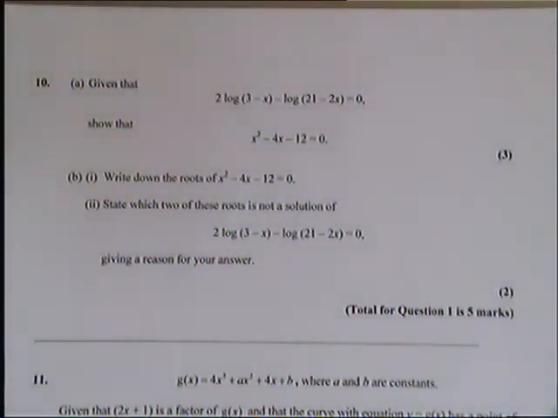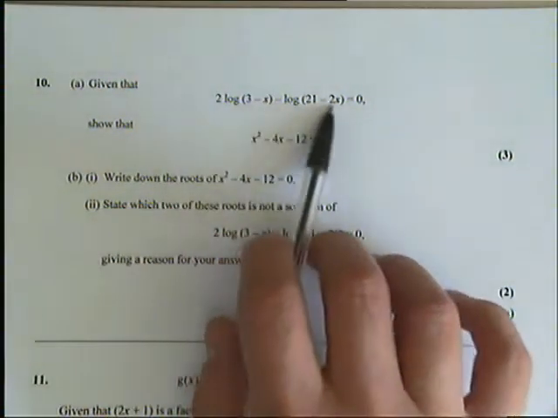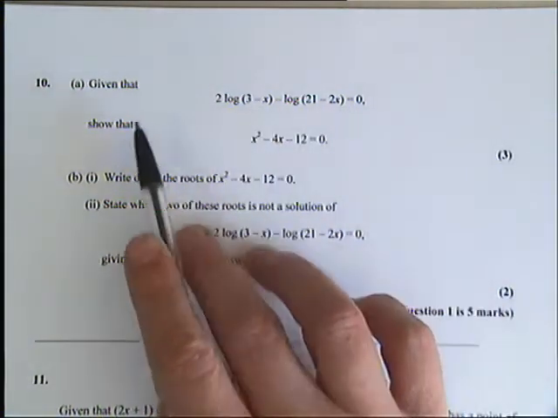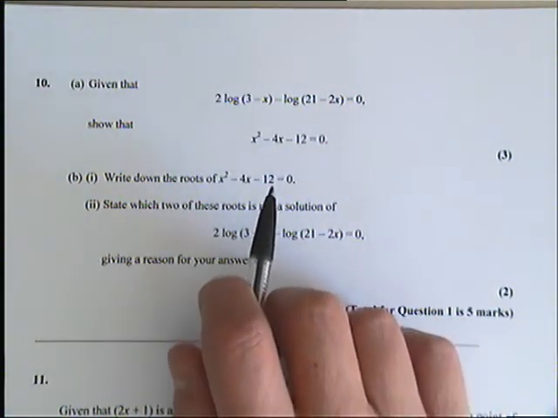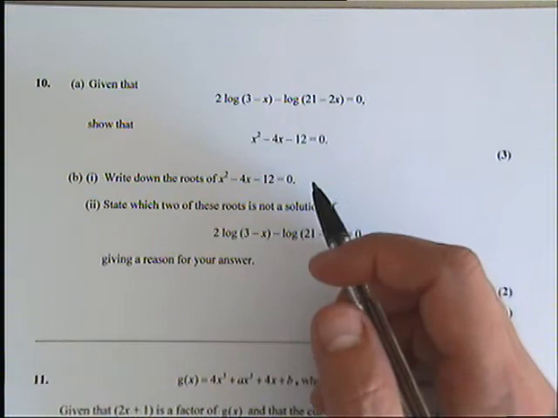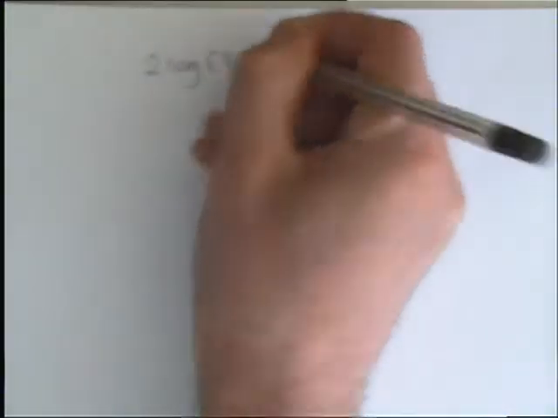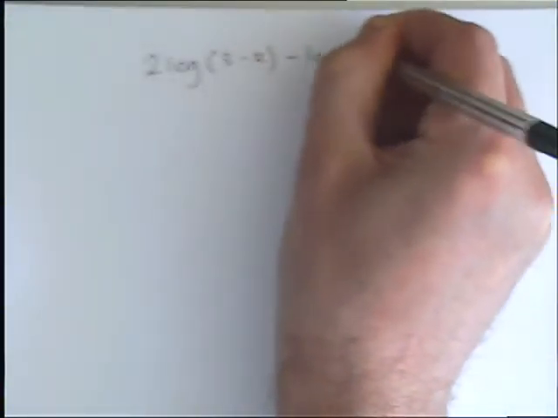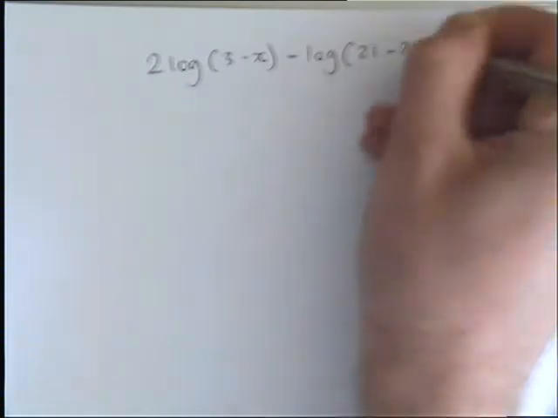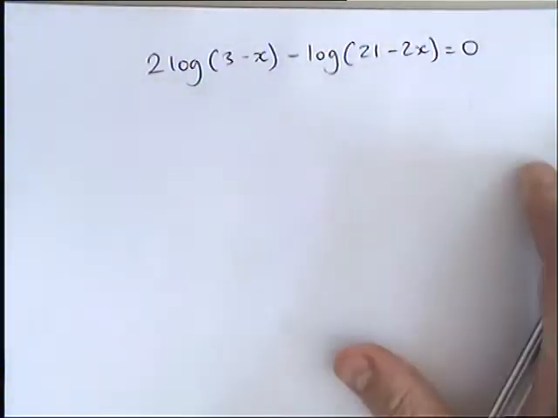In question 10, we are looking at solving equations using logs and your general manipulation of log statements. So we'll dive straight in. We've got to use this given fact to show that x squared minus 4x minus 12 equals 0. So let's have that written out. 2 log (3 minus x) minus log (21 minus 2x) equals 0.